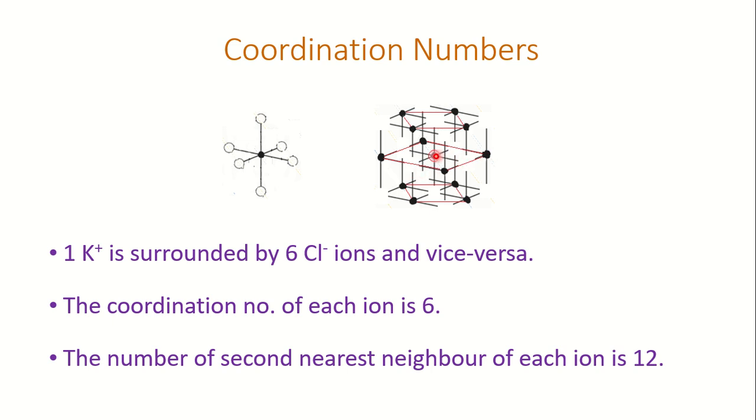If this distance is a by 2, half of the edge length, if the edge length is a, then here to here is a by 2 root 2. That means a by root 2 distance. So at a by root 2 distance, there are 12 second nearest neighbors. So the number of second nearest neighbors of each ion is 12. It is applicable for both potassium as well as chloride.